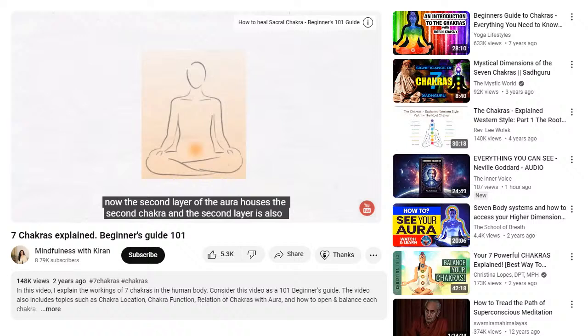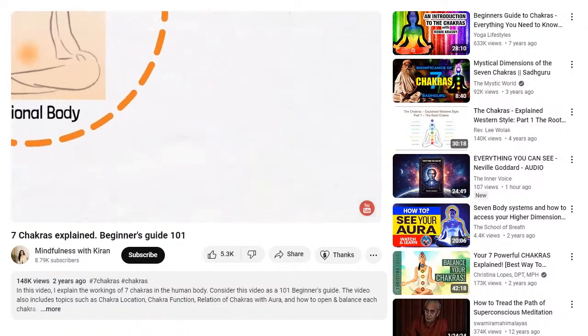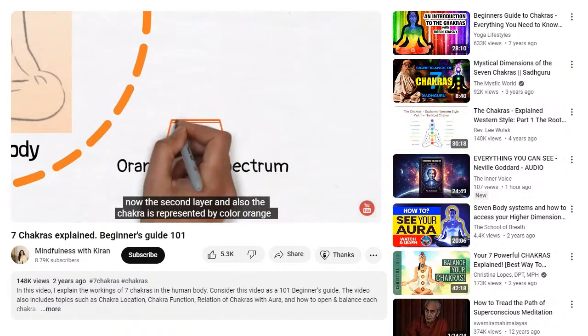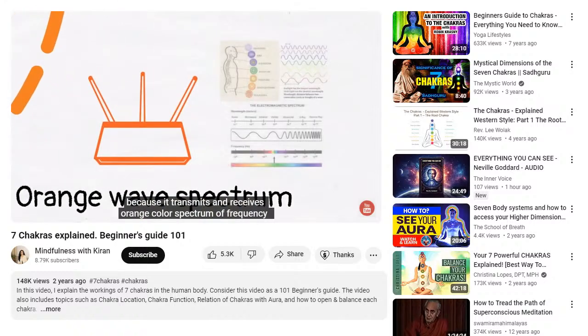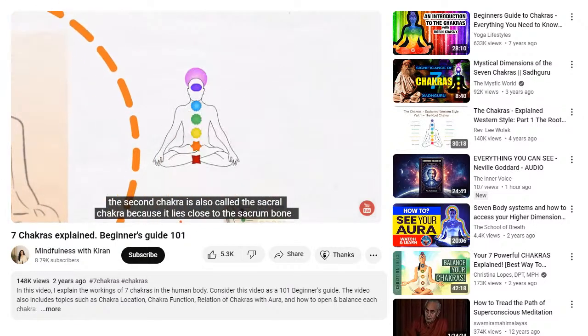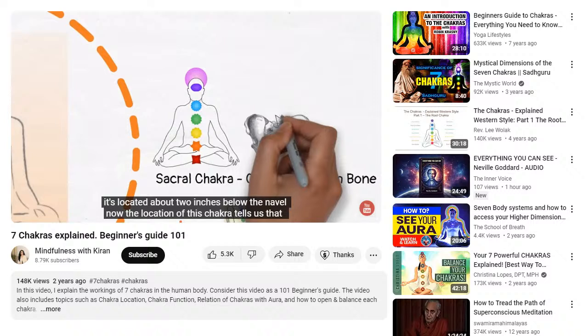Now, the second layer of the aura houses the second chakra, and the second layer is also called the emotional body, because this is the layer that processes all your emotions. The second layer and also the chakra is represented by the color orange because it transmits and receives the orange color spectrum of frequency. The second chakra is also called the sacral chakra because it lies close to the sacrum bone. It's located about 2 inches below the navel.